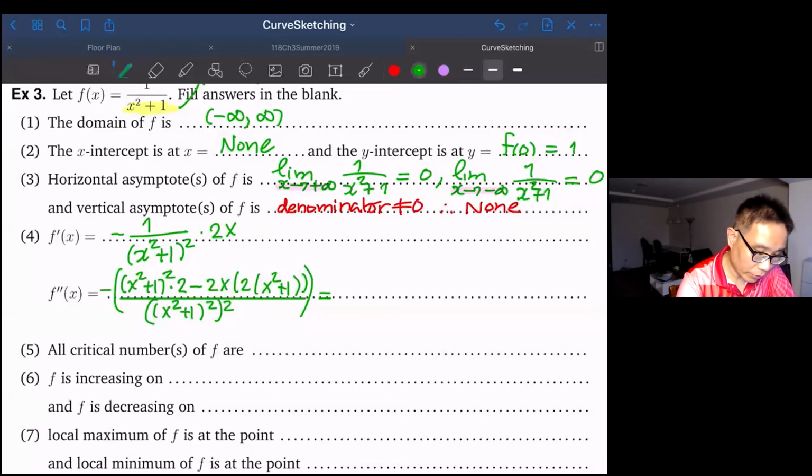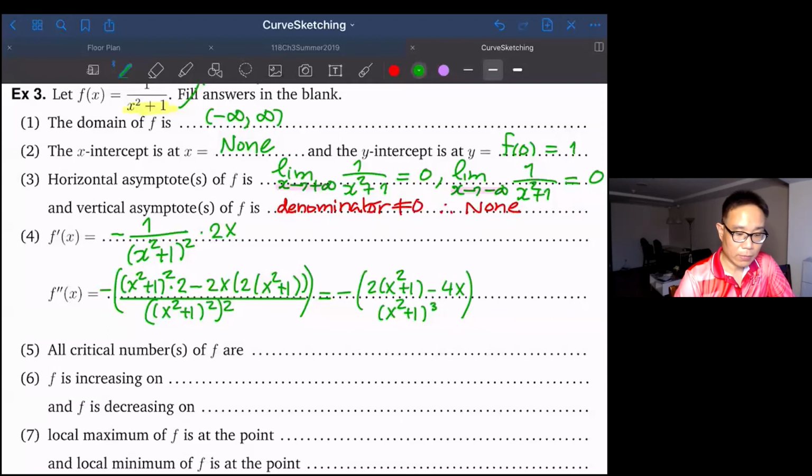So in this case, you would have negative sign, okay? So you would have negative sign, and it's what? It's gonna be 2 x squared plus 1 left minus 4x, okay? And over x squared plus 1 to the third. Okay, so this one will be the thing that you have, right?